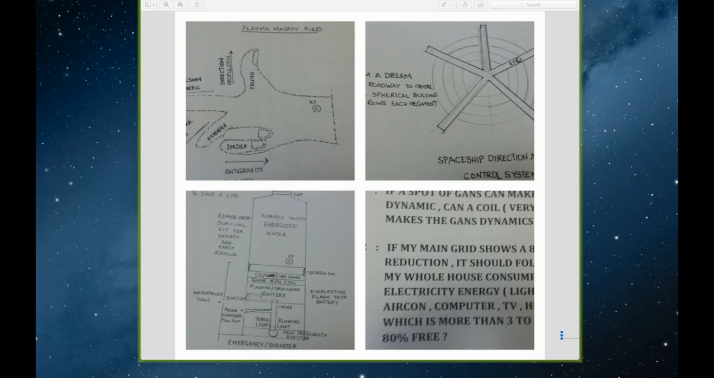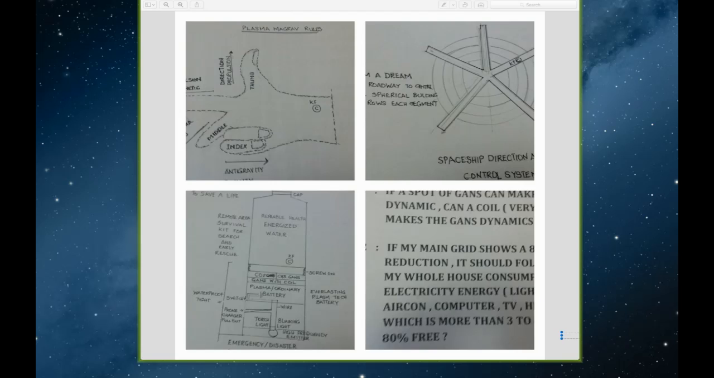Right, so that would go along with the first part of his question. If a spot of GANs can make a coil dynamic, that makes sense there. Yep. So when you take a nano coil and put it in GANs, that coil is going to be a conduit for the plasma that the GANs is releasing, but not the other way around.